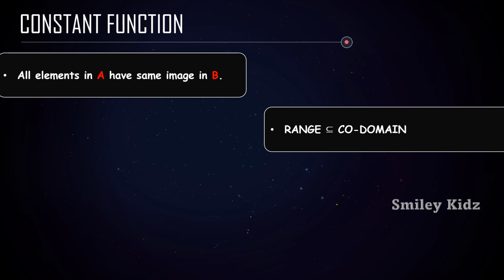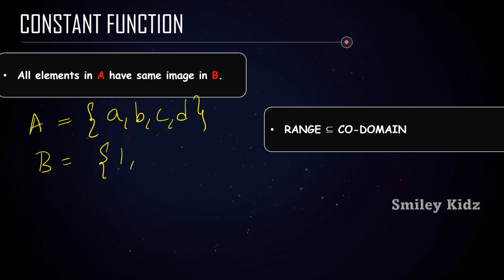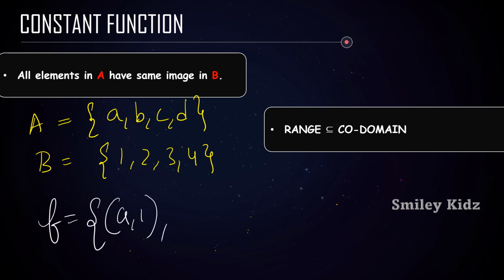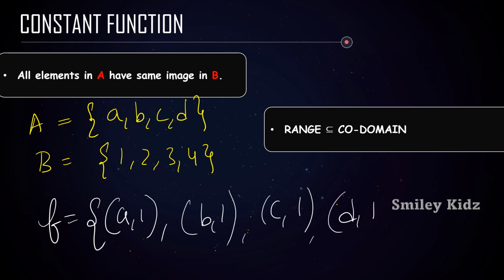Alright. Now, how do you represent a constant function? Well, if I say A is equal to {a, b, c, d}, and on the other hand, B is equal to {1, 2, 3, 4}. Now, the constant function is going to be like this: f equals, let's say I'm mapping a to 1. (a, 1), then I'm going to have (b, 1), (c, 1), and then (d, 1). In this way, I form a constant function.